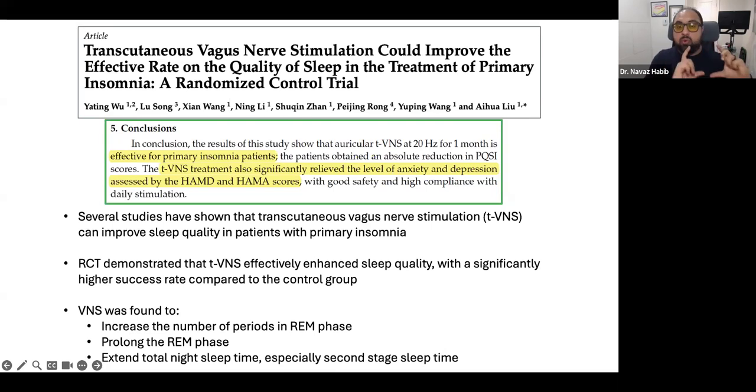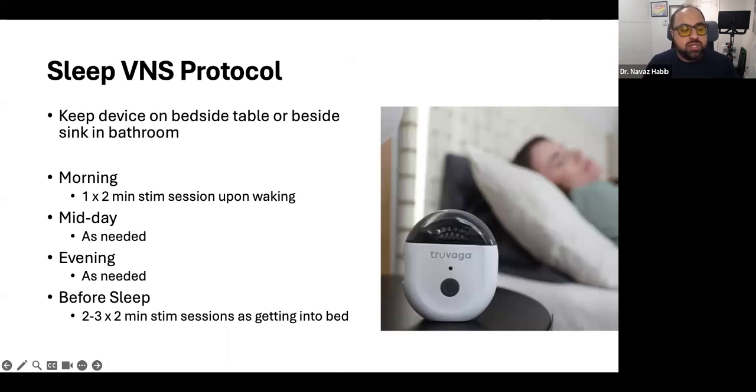Very important. We get more deep sleep in those first two stages, the first two cycles. So very important that those first 2 or 3 cycles are long enough to enable deep sleep to occur. So here's a quick little protocol for anybody who's dealing with sleep challenges. This is the protocol that I utilize to help them manage their sleep issues. So I have them keep their device either on their bedside table or in their bathroom sink. Brush your teeth, do your stim, or do your stim beside your bed.